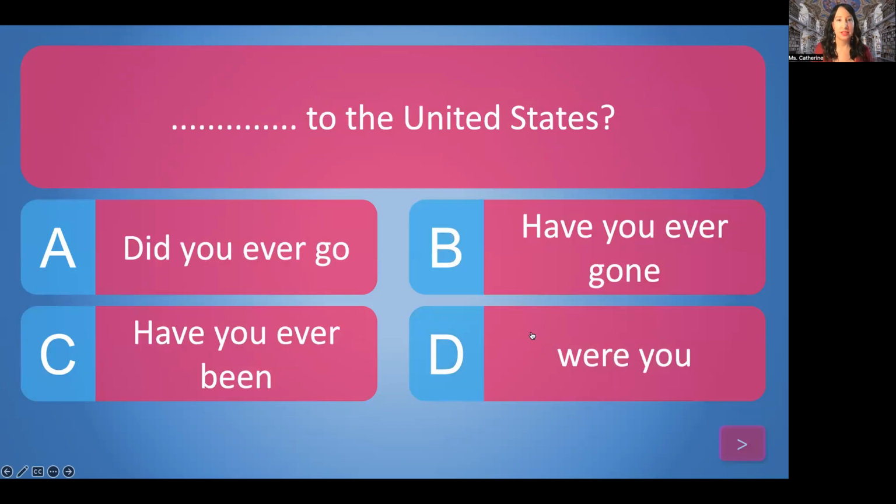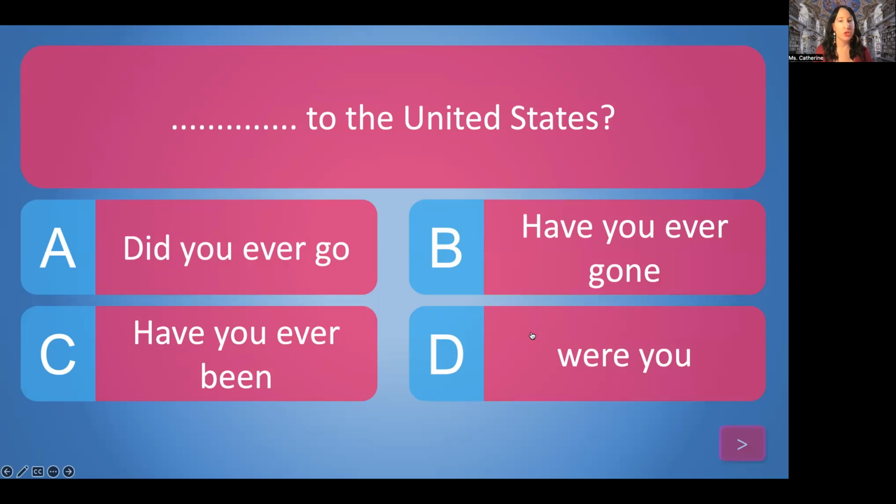How about this one? This is tough. Blank to the United States. A, did you ever go to the United States? B, have you ever gone to the United States? C, have you ever been to the United States? Or D, were you to the United States?